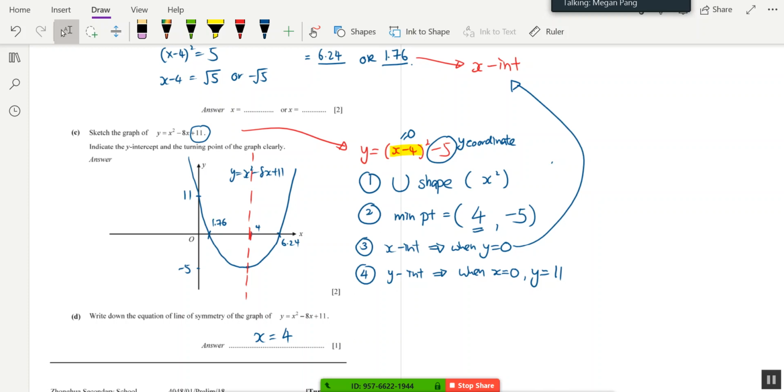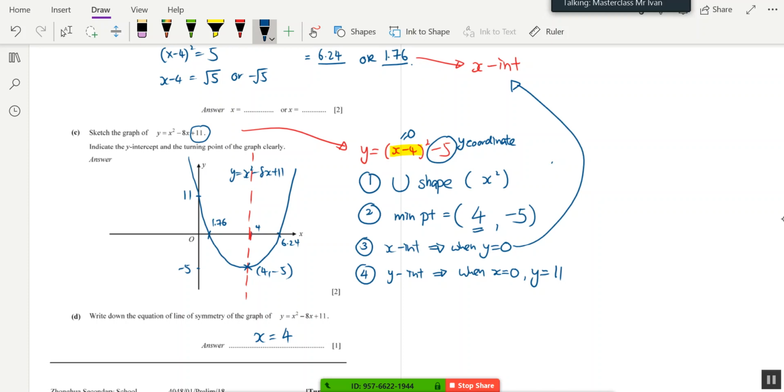Actually, the line of symmetry, isn't it the difference between the 2 points divided by 2? But you already got the turning point, Mas. Can you see this turning point is 4, negative 5? Yeah. But the answer is not the same, because you cannot use 6.24 only. It should be 6.24 plus 1.76 divided by 2. You try? Plus, not minus. It's a plus b over 2, not a minus b over 2. Oh yeah, that's 4. Okay?